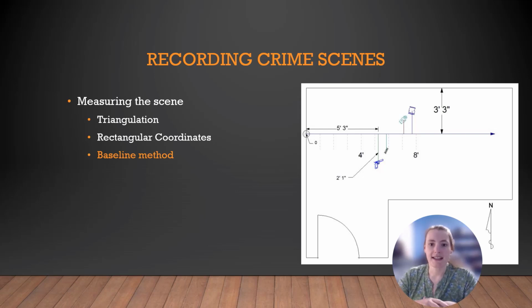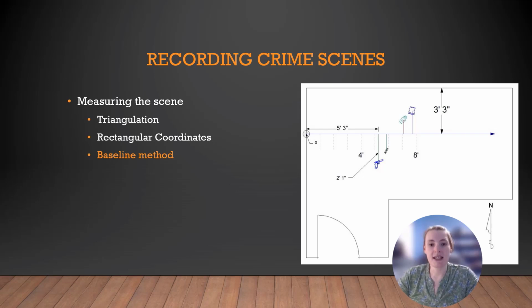Once you have your line down, you do the same XY process as the rectangular coordinate system, marking how far down the baseline the evidence is, which is your X, and how far above or below it is, which is your Y. Below would be negative. Since you can make the baseline as big as you need, these can be used for really big scenes.